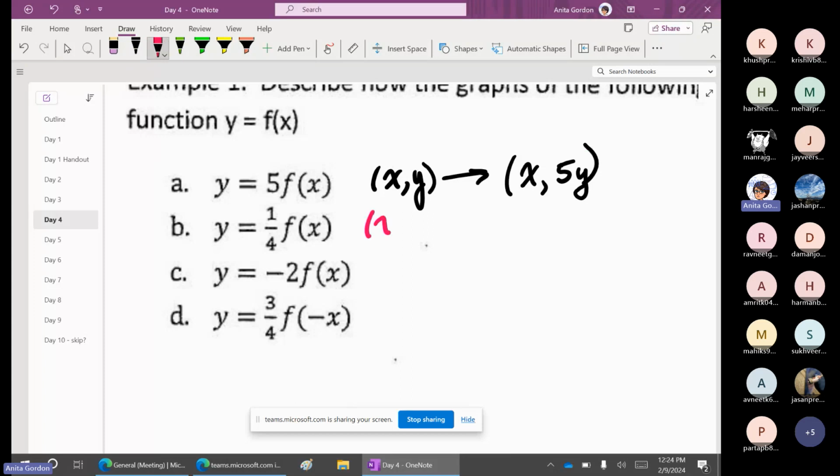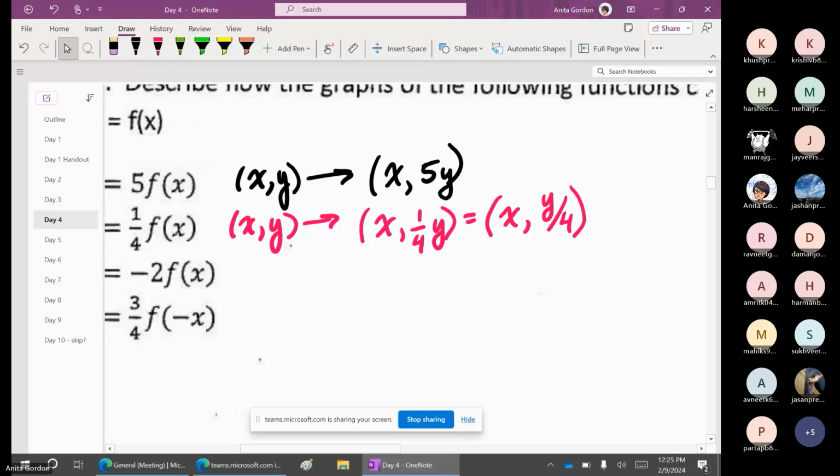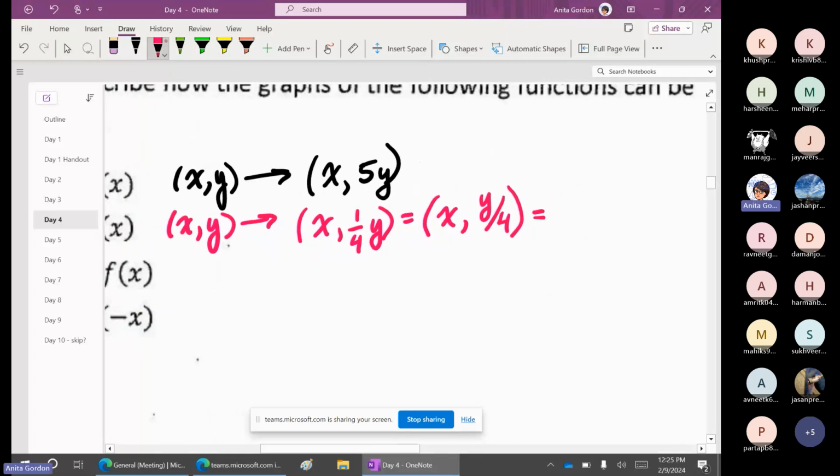Okay, next one. x, y goes to x, and? Okay, so different ways we can write this. 1/4 y, so 1/4 times y. Or we can say y/4. Or if you want to be really explicit, you can say y divided by 4. All of those things mean the same thing, but there's different ways we can write it.